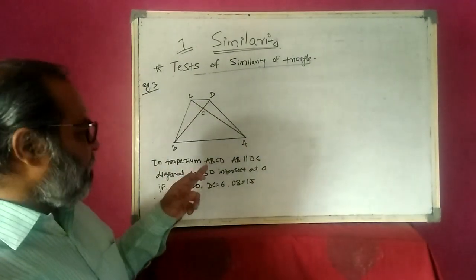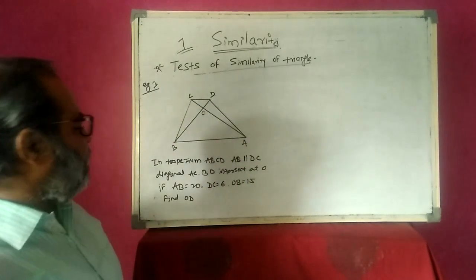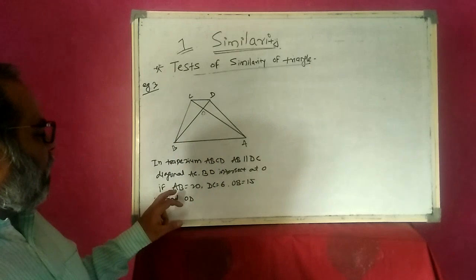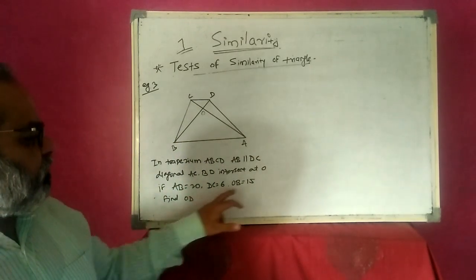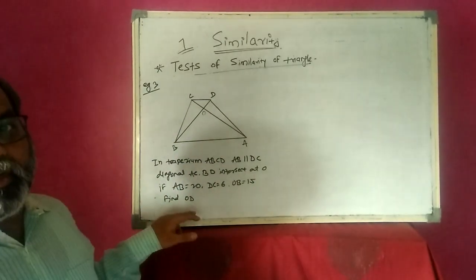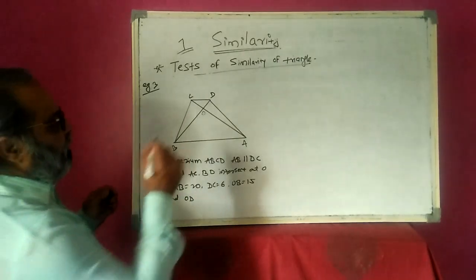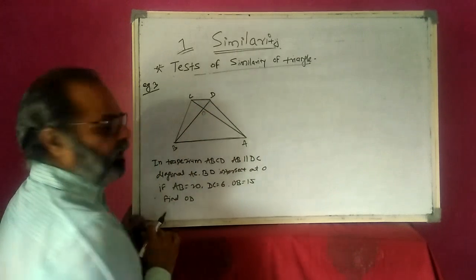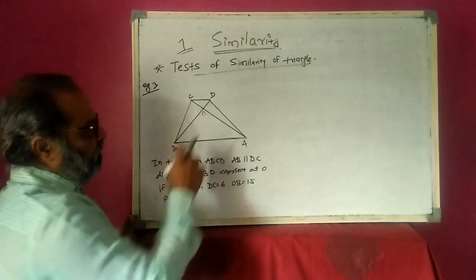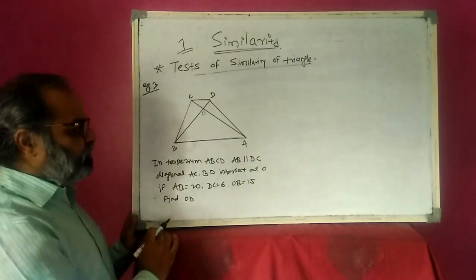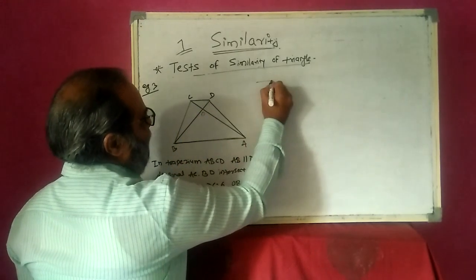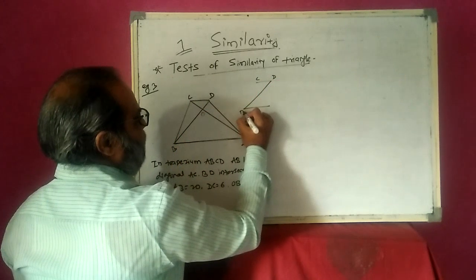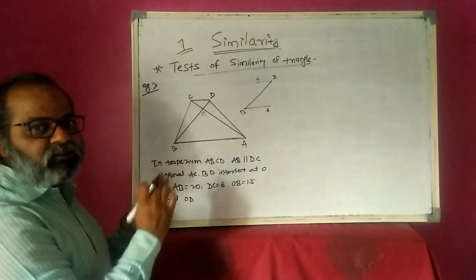So we just have the next problem. In a trapezium ABCD, AB is parallel to CD. Diagonals AC and BD intersect at O. If AB is equal to 20, DC is equal to 6, OB is equal to 15, find OD. Now just concentrate here. This line CD is parallel to BA, and we consider the transversal BD. It looks like that. Here is C, here is D, here is B, here is A.